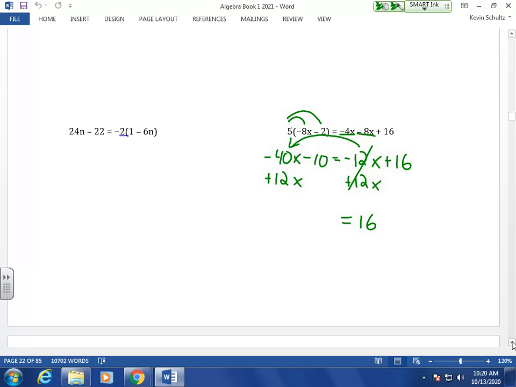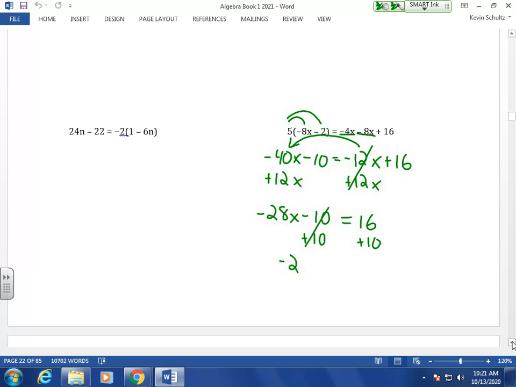Negative 28x minus 10 equals 16. Well, this is just brutal, isn't it? Looking where this is headed, it's not very much fun. But we do have a two-step equation, so at least we know what to do from here. The opposite of subtracting 10 is adding 10. So we're going to do that to move that over.